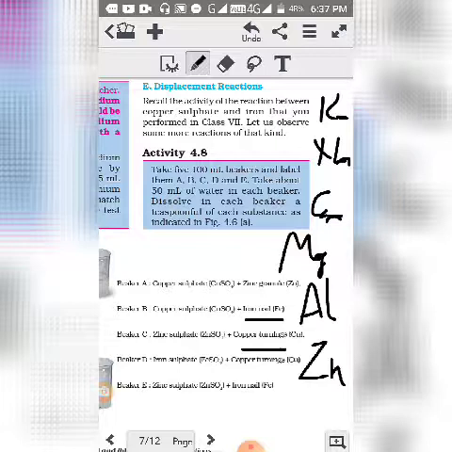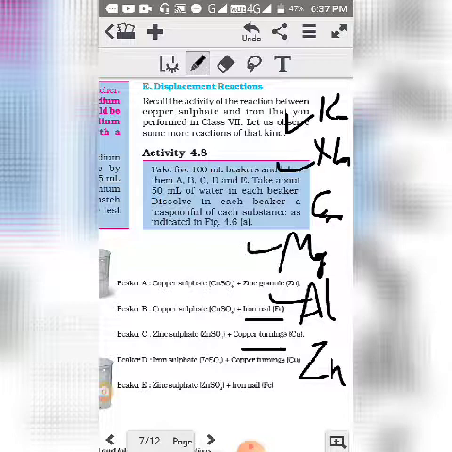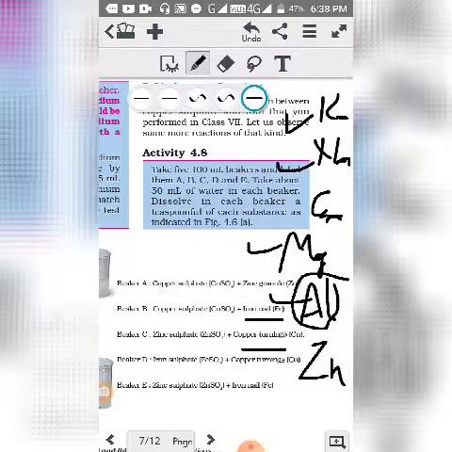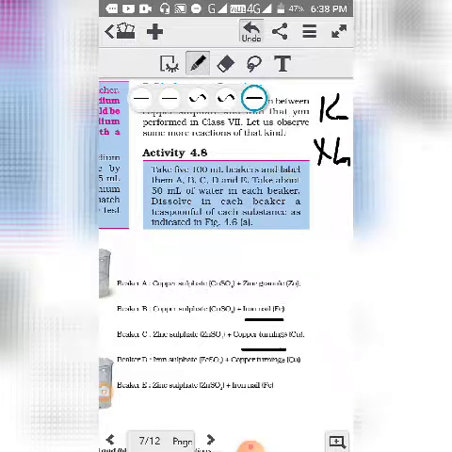The metal which is at the top, like potassium, is more reactive than sodium. If there is a solution of sodium, then potassium will replace sodium from it. Likewise, if there is a solution of aluminum and you put magnesium metal inside it, then magnesium will displace aluminum from the solution. That is the displacement reaction. More reactive metal displaces less reactive metal from its solution.